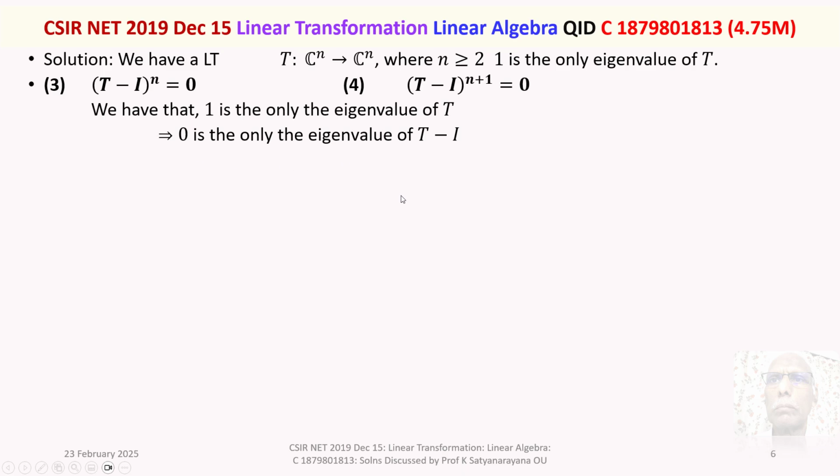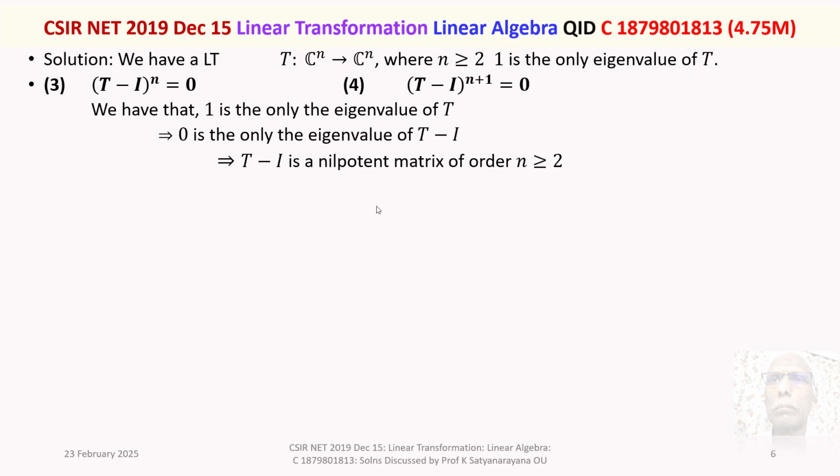Where 0 is the only eigenvalue of that matrix? That is a nilpotent operator. So this will imply T minus I is a nilpotent operator of order n greater than or equal to 2. When it is a nilpotent operator, there exists a least positive integer k such that T minus I to the power of k is equal to 0. That is, T minus I is a nilpotent matrix of index k.